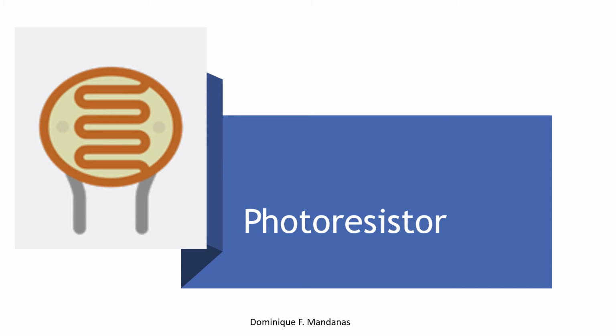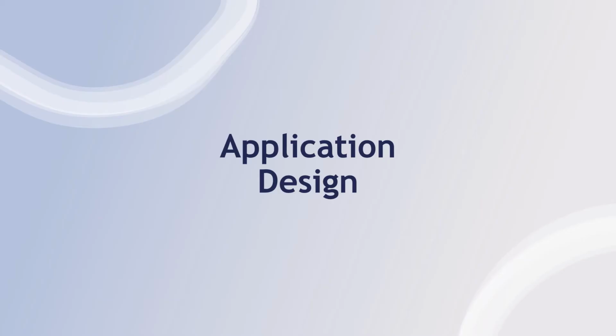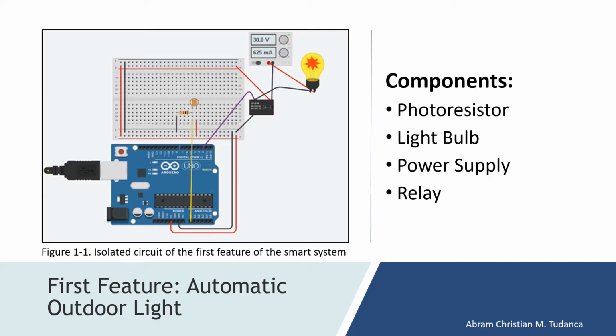The general assets of this component are being inexpensive and small in size. It is usually applied in street lights, solar street lamps, night lights, and clock radios. Shown in figure 1-1 is the Arduino wiring diagram of the automatic outdoor light. With the use of the listed components, the team designed the first feature of the smart home system.